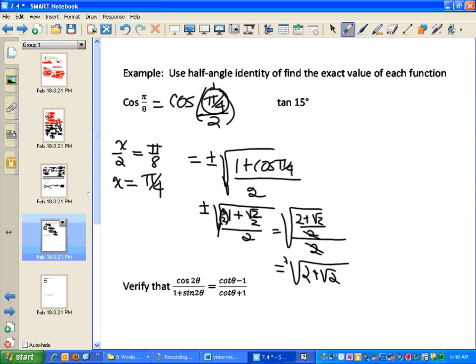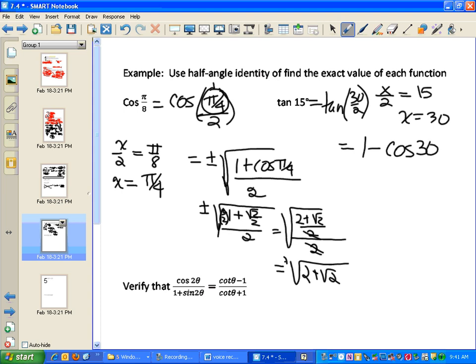All right, so the tangent of 15. So think about it. What over 2 gives me 15? Oh, come on, guys. 30. So I'm going to rewrite this as the tangent of 30 over 2. I'm rewriting it as a half angle. And so we're going to use this one. We're going to say that the tangent of a half angle is 1 minus the cosine of that angle over the sine of that angle. Notice there's no plus or minus.